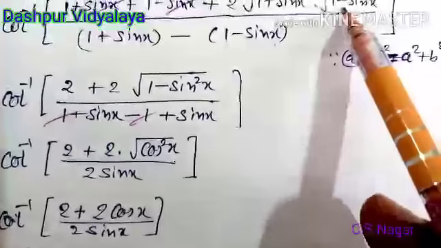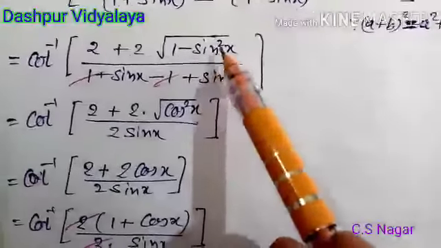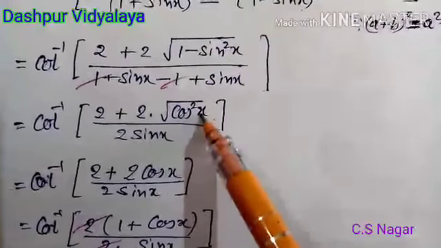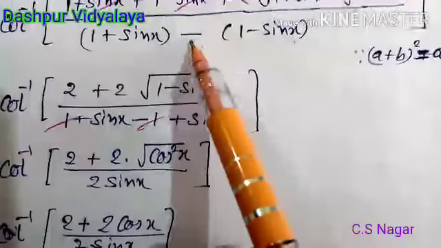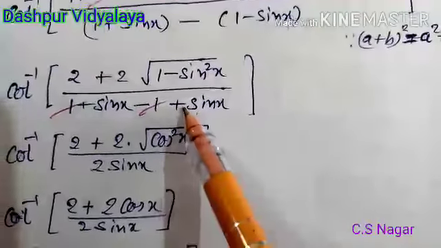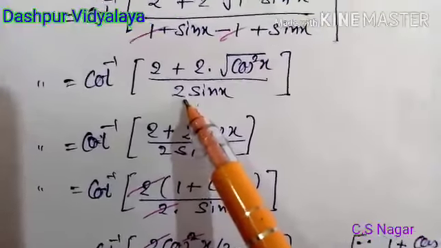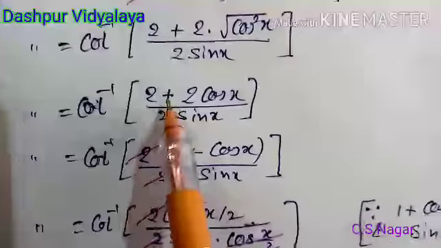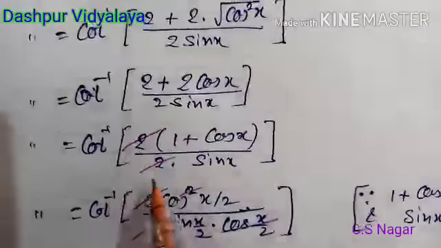1 plus sin x into 1 minus sin x means 1 minus sin square x. And in the next step, in place of 1 minus sin square x, write cos square x. And in the denominator, when we open this bracket, minus, and this is minus minus plus sin x. So minus 1 cancels out, sin x plus sin x will be 2 sin x. Once again 2 common from the numerator in the next step. So it will be 1 plus cos x, here 2 cancels out.